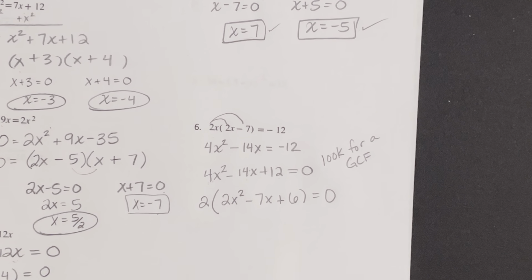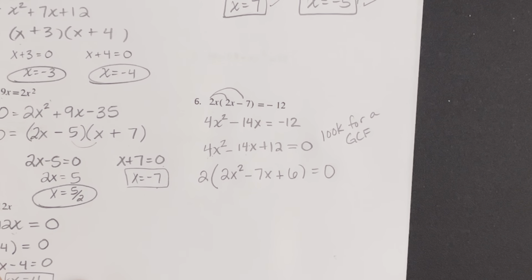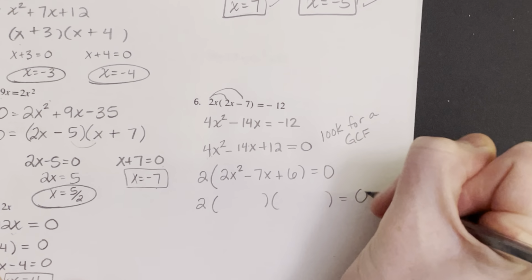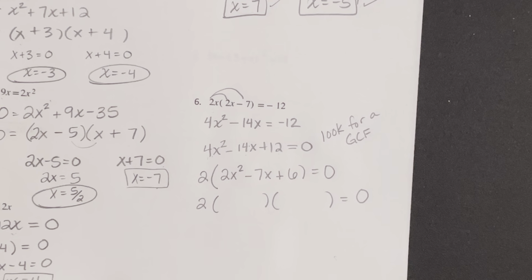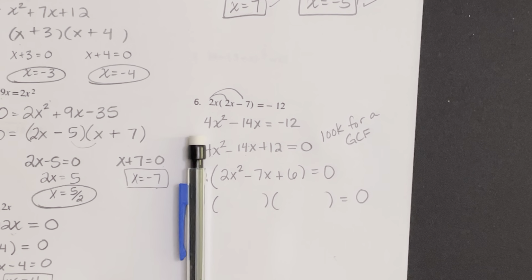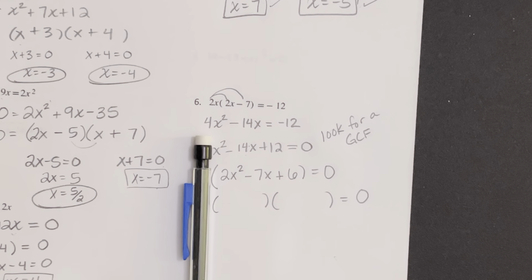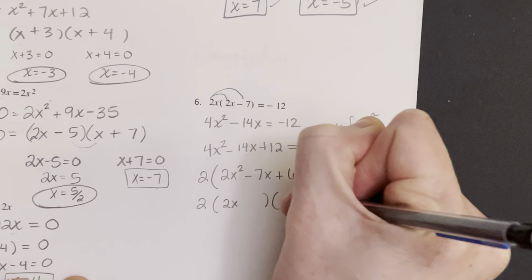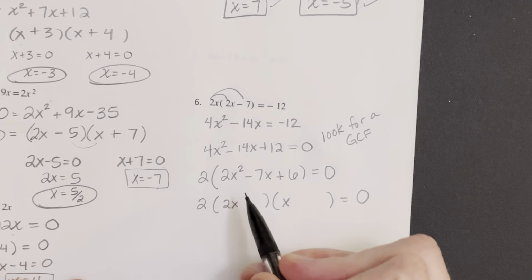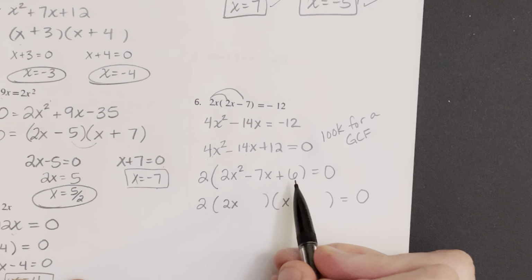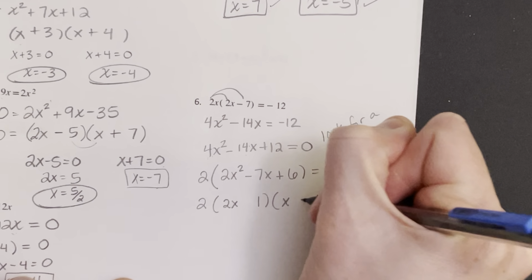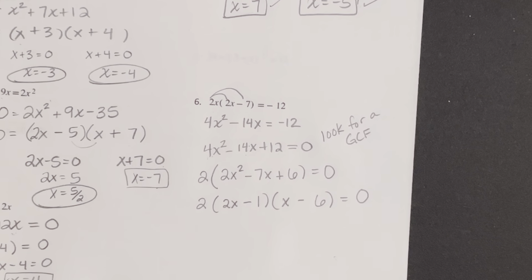Now we're one step closer to it being in factored form. We do want to keep that 2 out there, and then we continue. So I'm going to factor this time 2x squared minus 7x plus 6. This is using whatever method makes sense to you. You could use the AC method if you know the AC method. I'm using guess and check. But I do get 2x minus 1 and x minus 6.